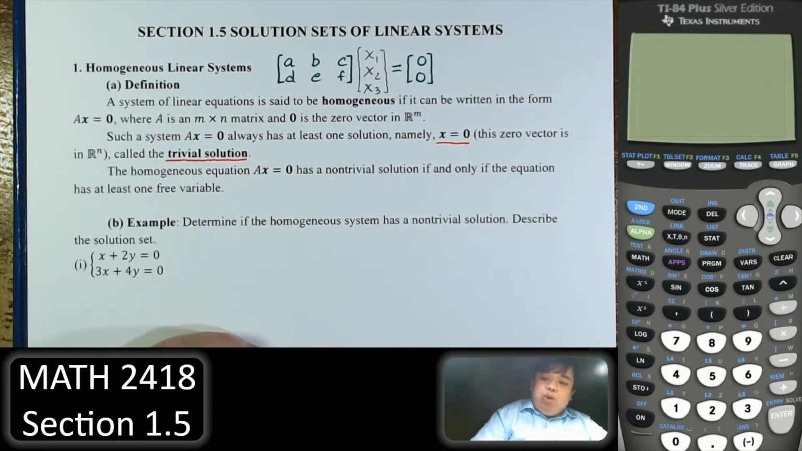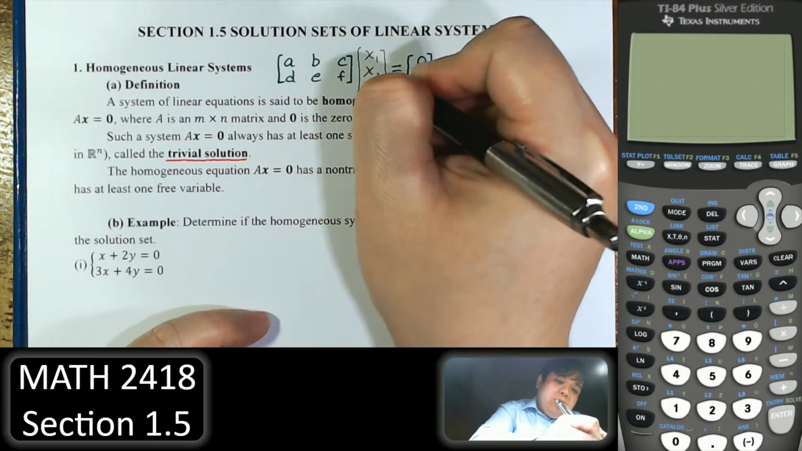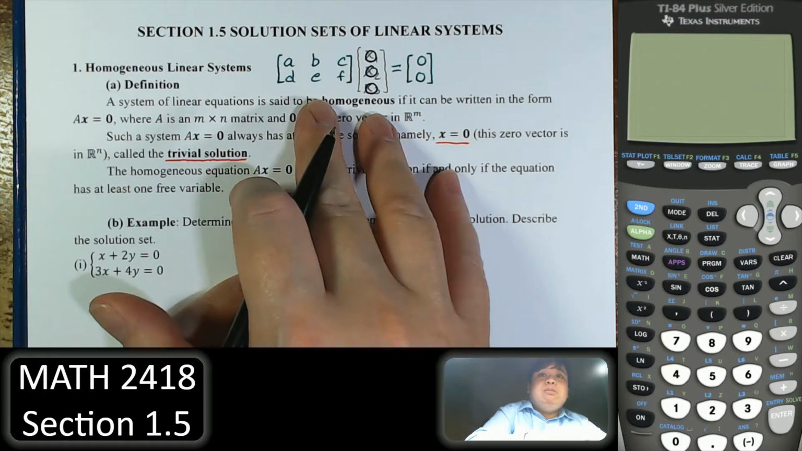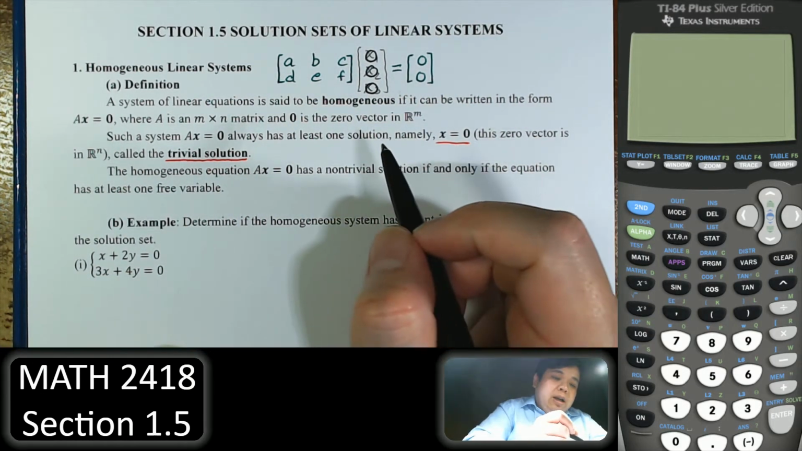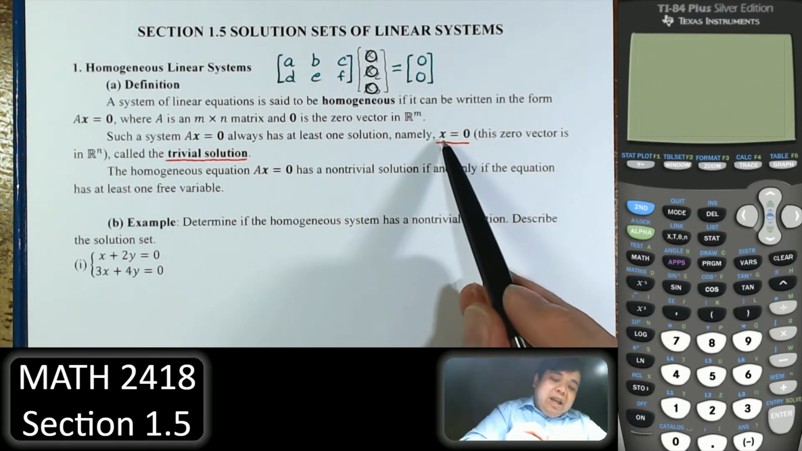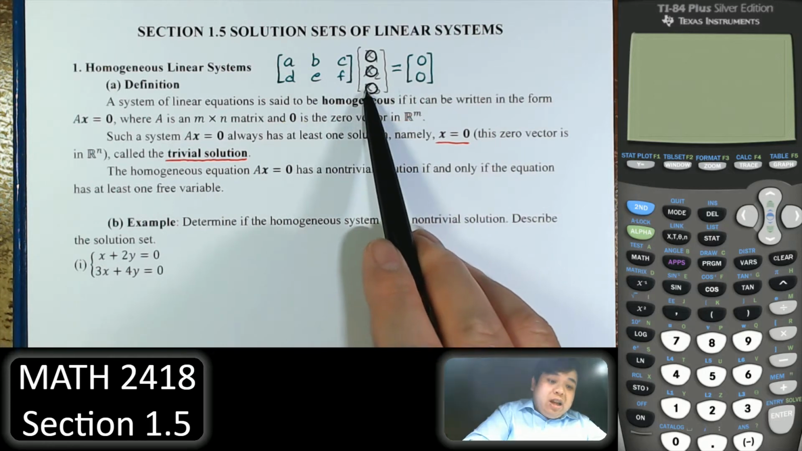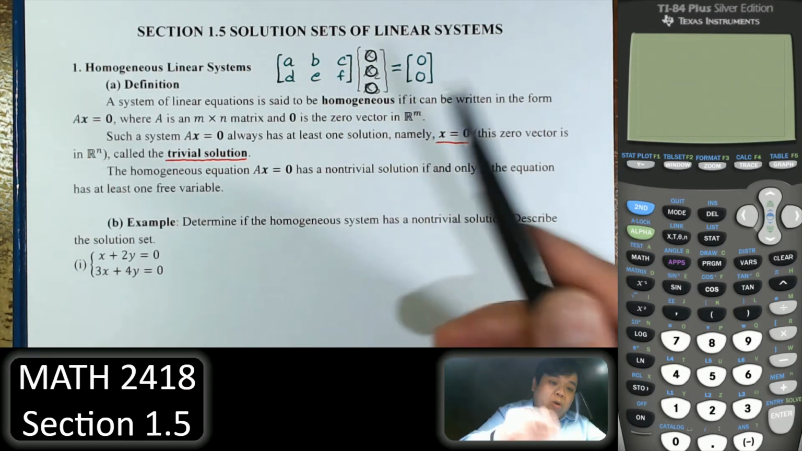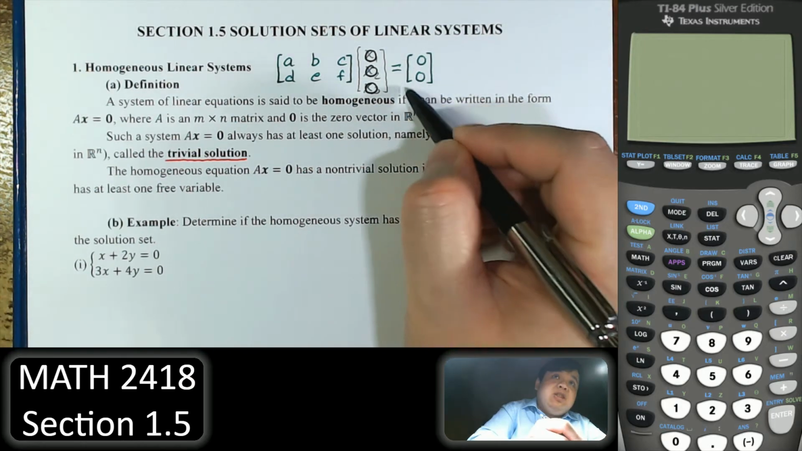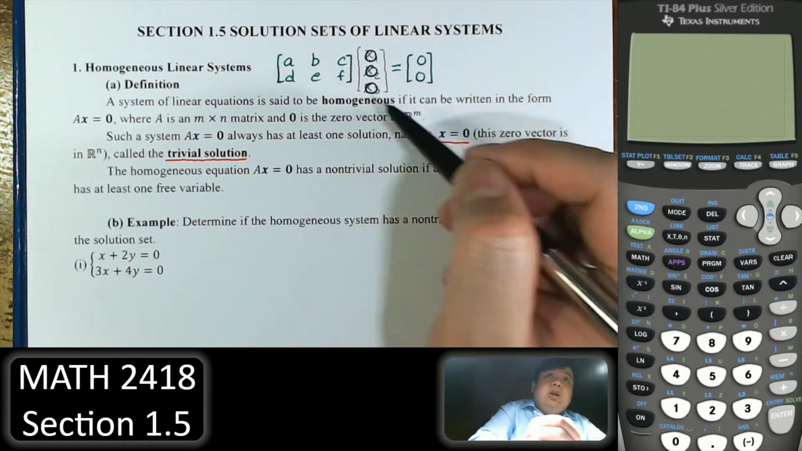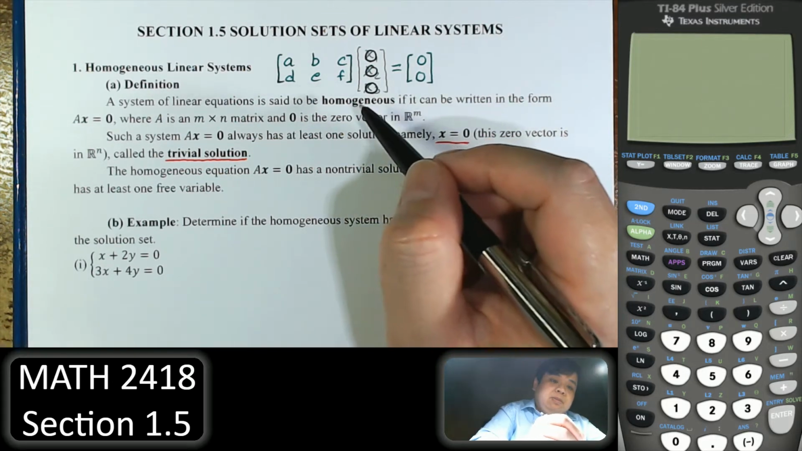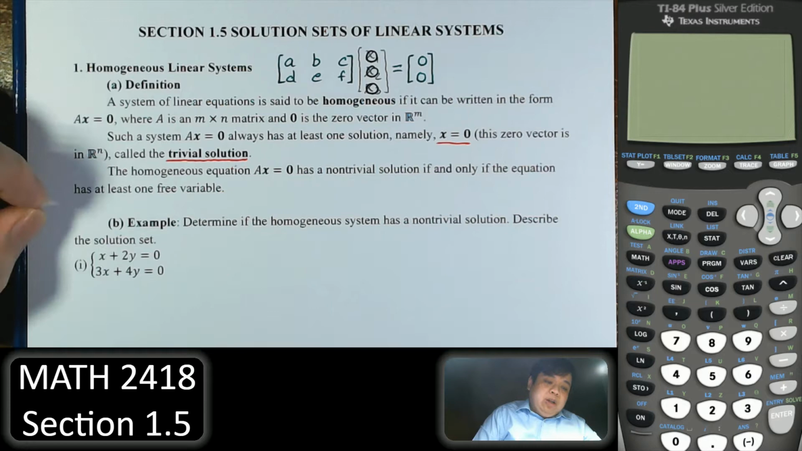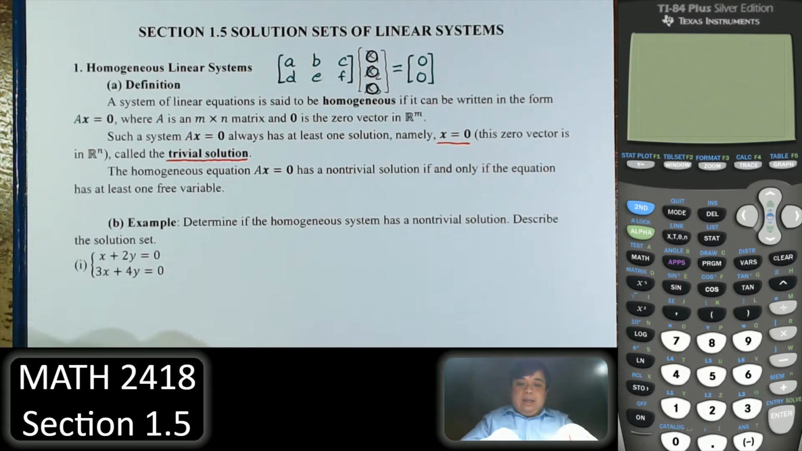Now, the trivial solution is when we have all 0s here. If we have 0 here, here, and there, this is a trivial solution because anything times 0 is 0, right? And notice that this x equal to 0 is the trivial solution. The solution itself and the last column might not have the same dimension. That depends on what we have in the matrix. So I draw this example just to demonstrate that the dimension of this 0 vector and the dimension of the trivial solution 0 vector may not be the same. Now, the homogeneous equation has a non-trivial solution if and only if the equation has at least one free variable. We'll see that in a minute.